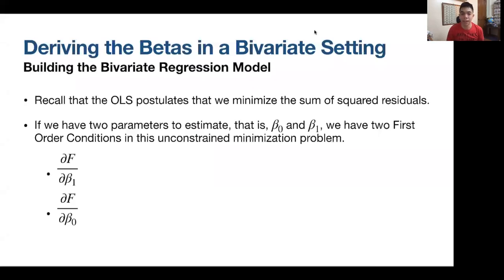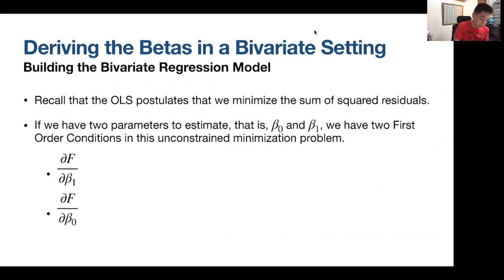So hi everyone and welcome to this video on deriving the betas in a bivariate CLRM setting. For this particular video, we're going to derive the model intercept and the slope coefficient in at least a bivariate form, and we'll see how we can do that by just using the first order conditions from this unconstrained minimization process of the OLS.